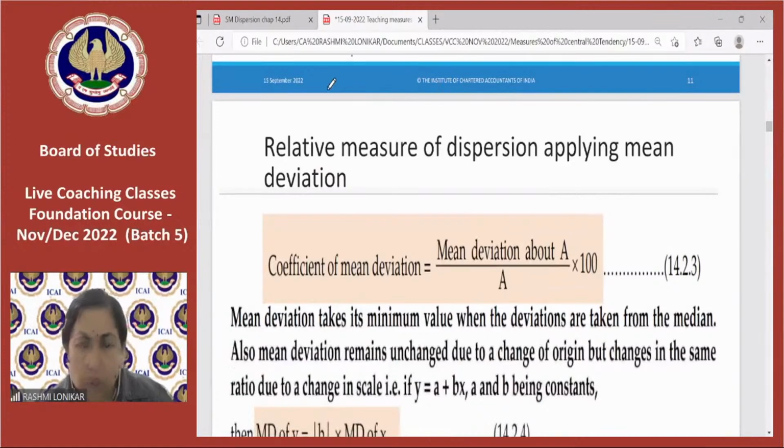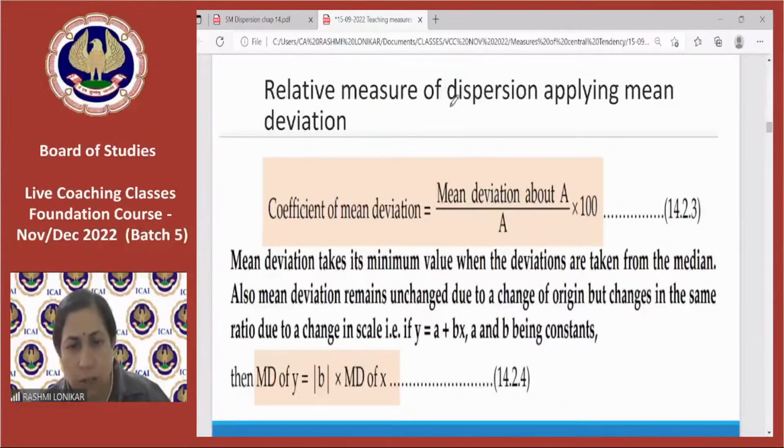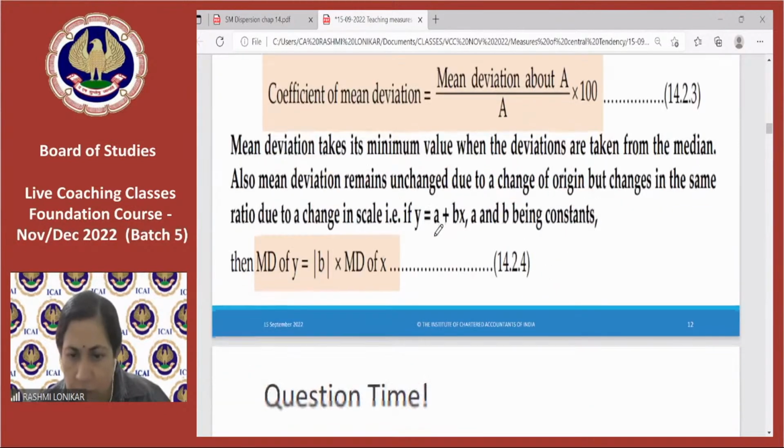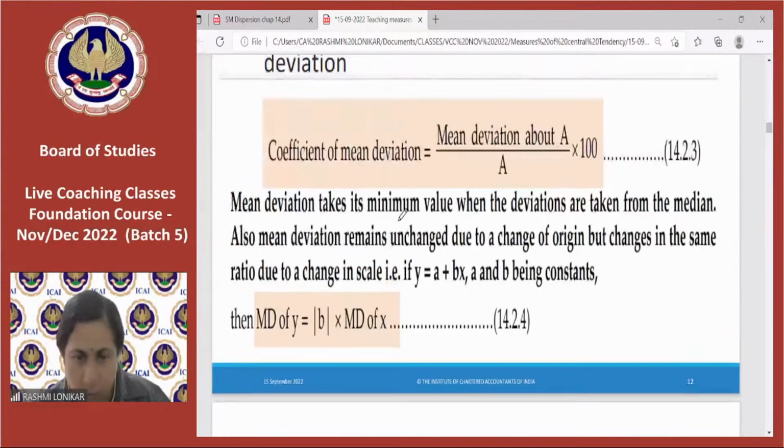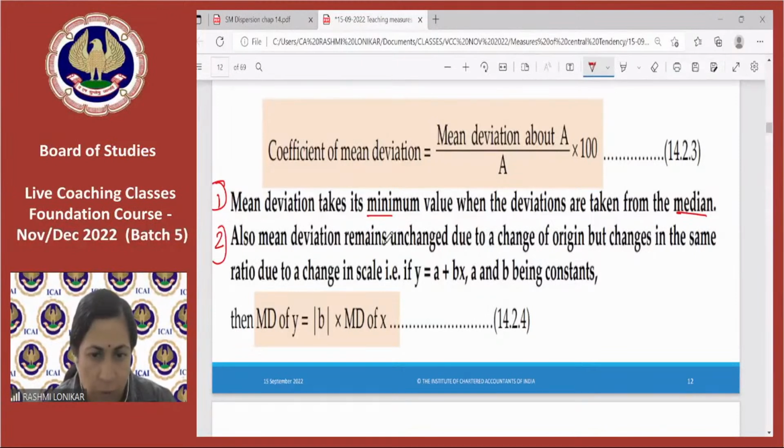So now we are talking about relative measures of dispersion, applying the mean deviation. The coefficient we have already told. First important property is that it takes its minimum value when it is taken from the median. Second important property is that it remains unchanged due to change of origin. But third property is that it changes in the same ratio due to change in scale.